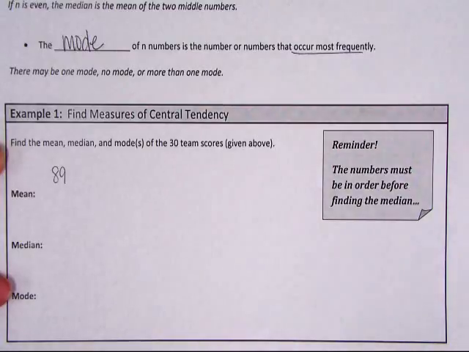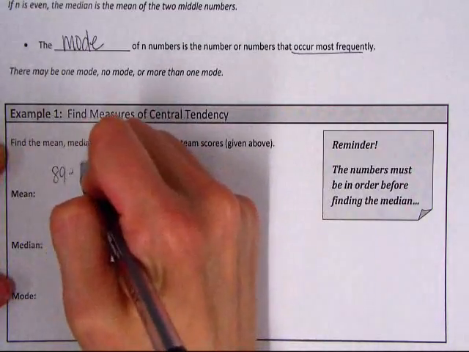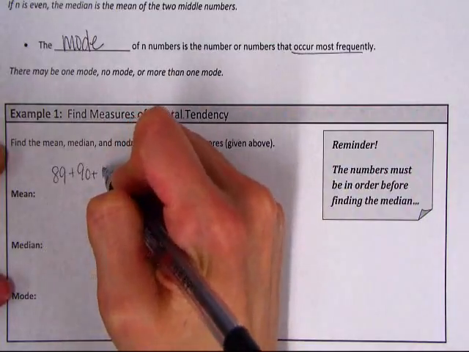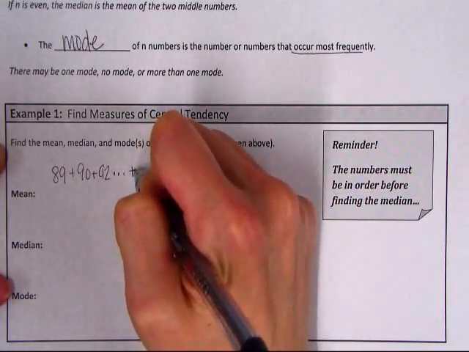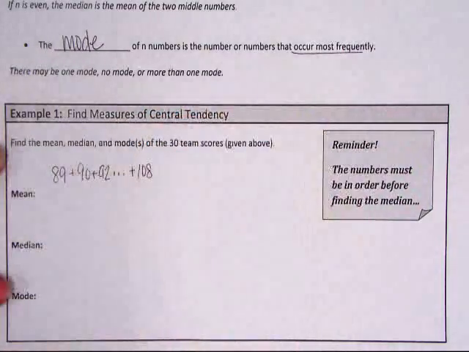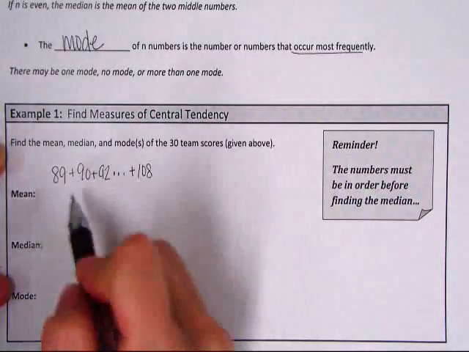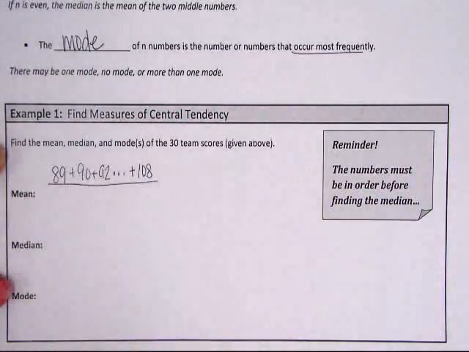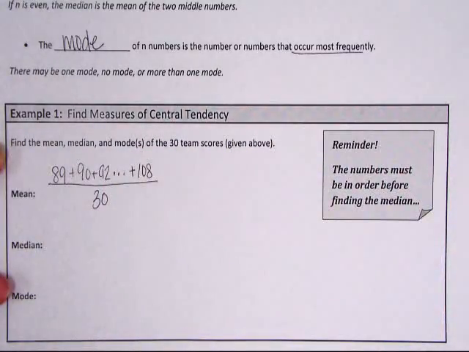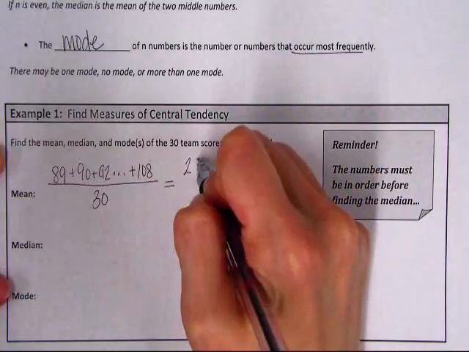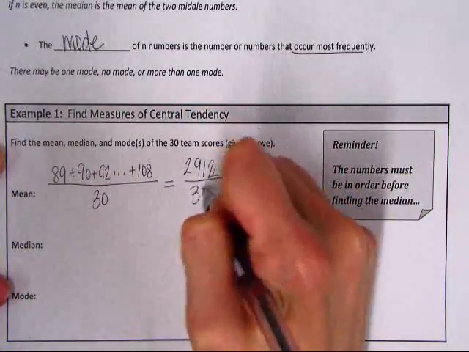I took all 30 values and added them together. I did 92, I'm just going to save space right now, and I'm adding all the way up to the highest number I got, which was 108. So I added all the numbers given to me in my Eastern Conference, Western Conference, and divided by n, which is the number of values you have. Since I have 30 scores, I'm going to be dividing by 30 to help us find the mean. If I add all 30 scores up together, you should get 2,912 divided by 30.